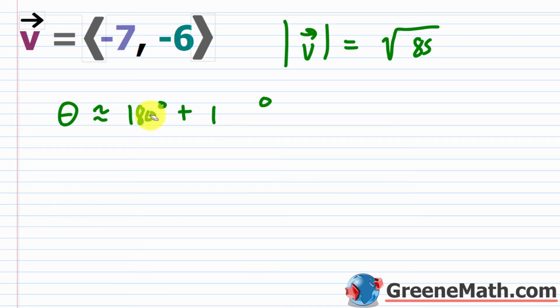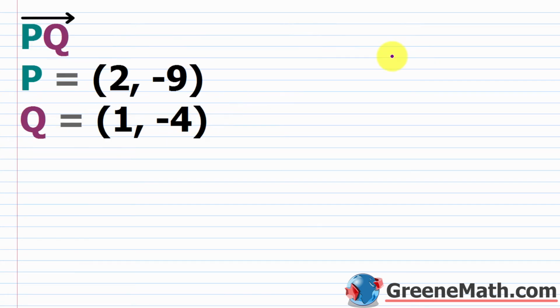So let me erase all of this. Let's just put our answer here. 220.6 degrees. So again, the magnitude of this vector V is square root of 85. The direction angle is approximately 220.6 degrees. All right, let's take a look at another example. So this one involves a little bit more work.